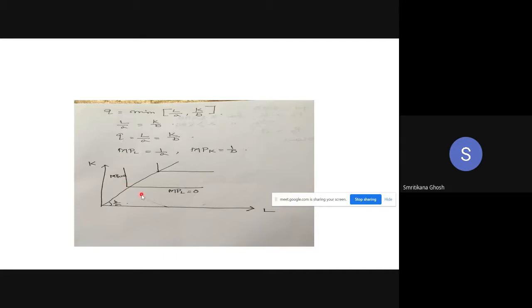At this particular point, the slope is B by A because K by L is A by B. So this line, which is passing through the origin and intersecting all those kink points, the slope is B by A. Other than that, it is either horizontal or vertical. So it's an L-shaped isoquant. So now you can understand when you will get an L-shaped isoquant. It's similar to the L-shaped indifference curve.